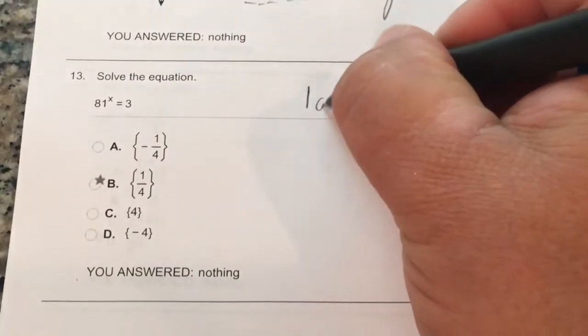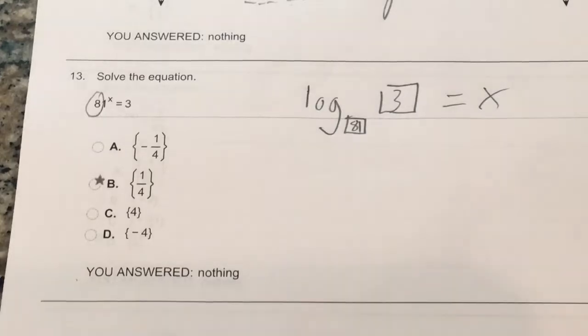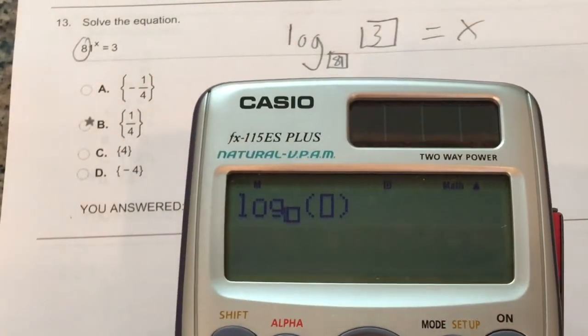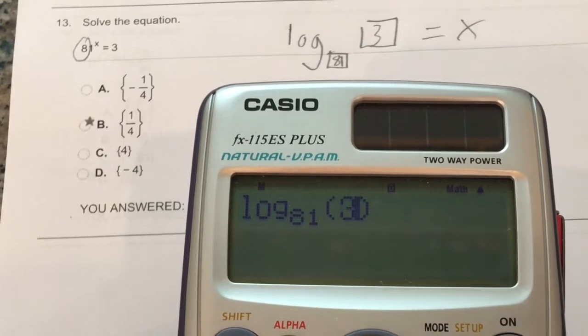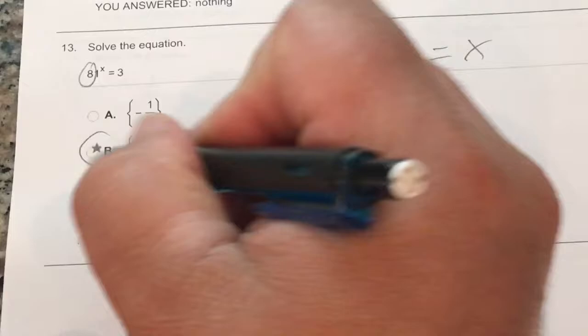This one, we're going to use the log base button. So the base is 81, that would go inside that box. The argument is 3, and that would equal x. So this again is a calculator key. I'm going to hit that wonderful button right over here and type in the 81 for the base, and then the 3 for the argument. Log base 81 of 3 equals 1/4. If you can recognize those, it goes pretty quickly.